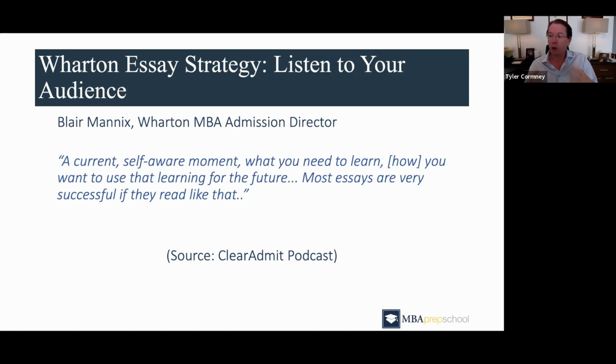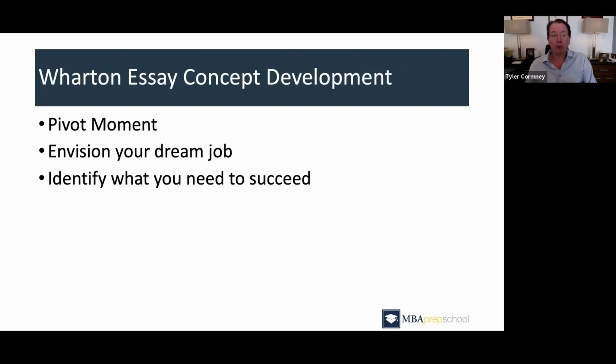But they had that self-awareness moment. They realized, hey, there are things that I need to learn to achieve my goals, get where I'm going. And they're very clear on how they want to use what they're going to learn for the future, right? All of those things need to be true, and then you can write a successful essay. So the pivot moment is a phrase that I took from Blair Mannix herself, and that is that moment where you realize, hey, I need to go in a new direction, or I need new skills and tools and knowledge to go in the direction that I want to go.